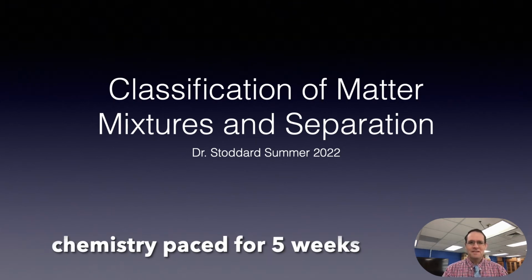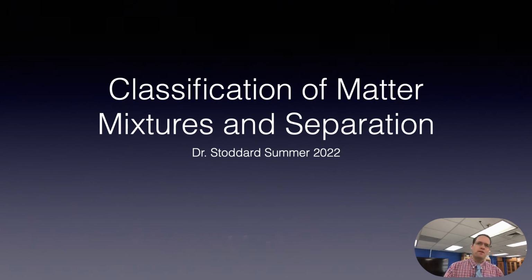Welcome back, everyone. Okay, so now you're familiar with pure substances, which we call elements, which can be allotropic forms of the same element, or compounds. Now let's start talking about mixtures. Mixtures are by definition impure. They can be, as we'll see, homogeneous, heterogeneous, and they can be separated back into their pure components.